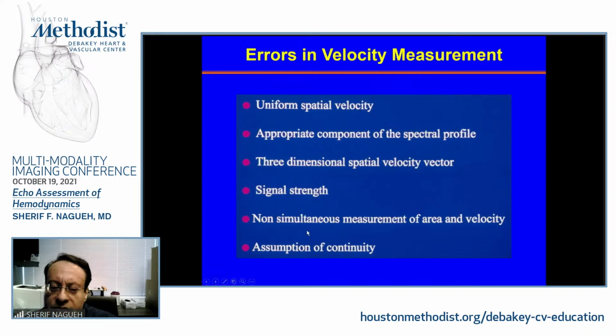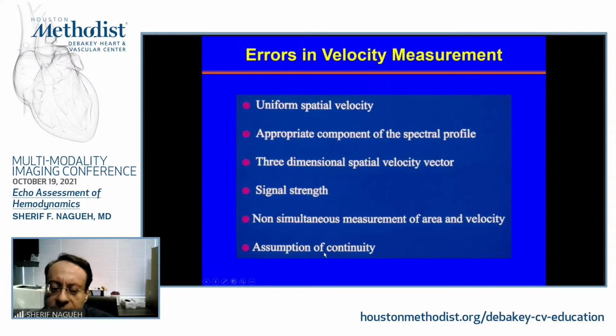Many times, in fact, the usual is we do not measure area and velocity at the same time. And that is problematic in individuals who say have arrhythmias, be it atrial fibrillation, frequent ectopic beats. And then the assumption of continuity.